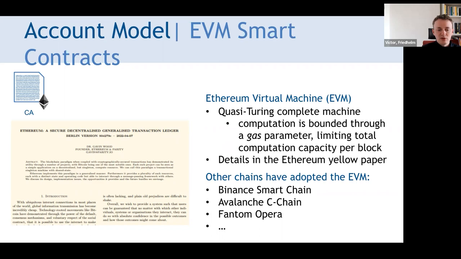There are quite a number of other chains that have adopted the Ethereum virtual machine, such as the Binance Smart Chain or the Avalanche C Chain and a couple of other ones. And the nice thing about that is if you develop a smart contract for the EVM, that means you can deploy it on these other blockchains just as well.